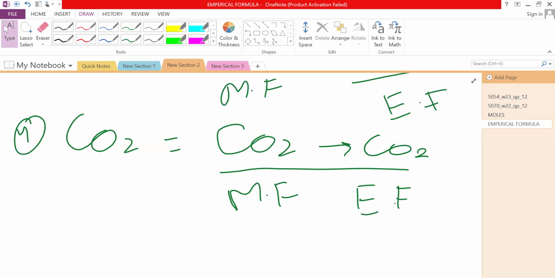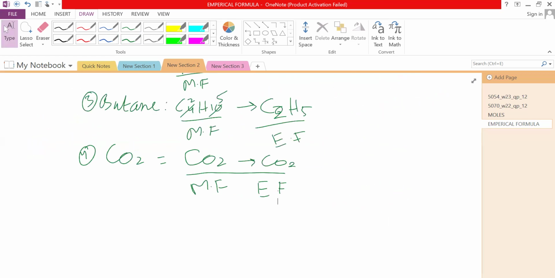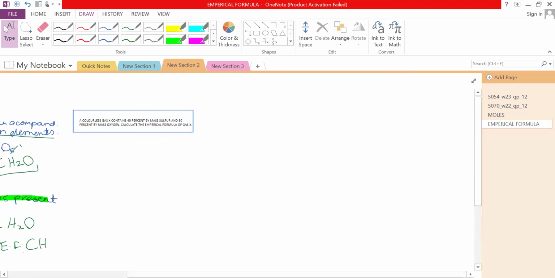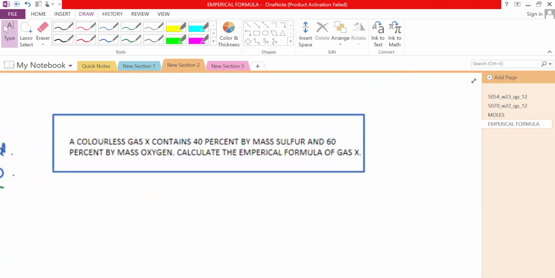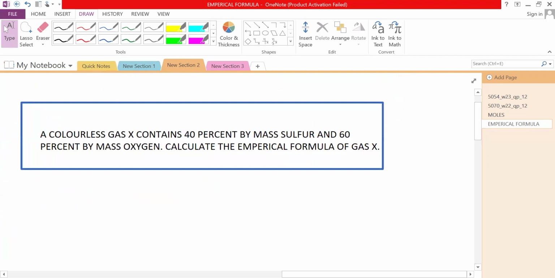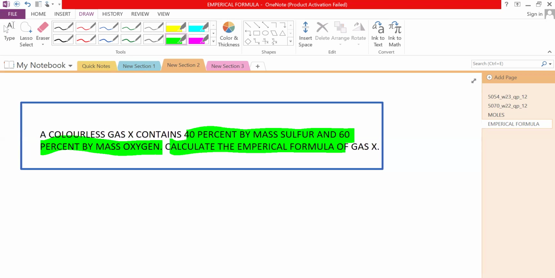So using an example, I will tell you how to find the empirical formula. This is a question from a past paper. A colorless gas X contains 40% by mass sulfur and 60% by mass oxygen. Calculate the empirical formula for the gas X. We will calculate the empirical formula. 40% is of sulfur and 60% is of oxygen.